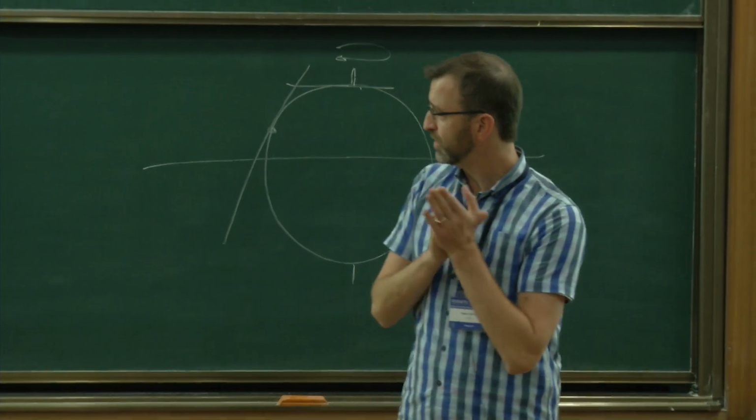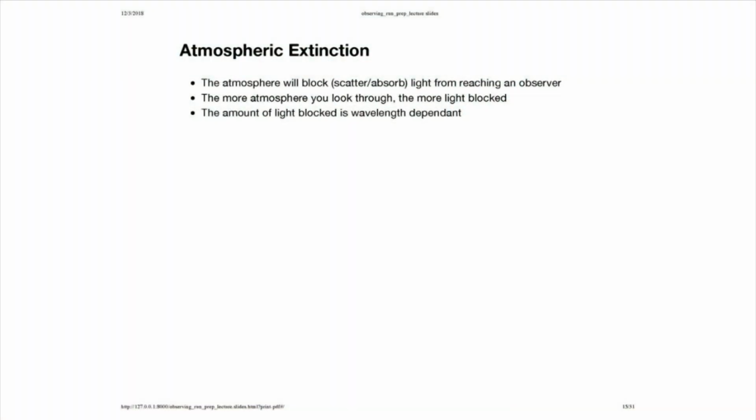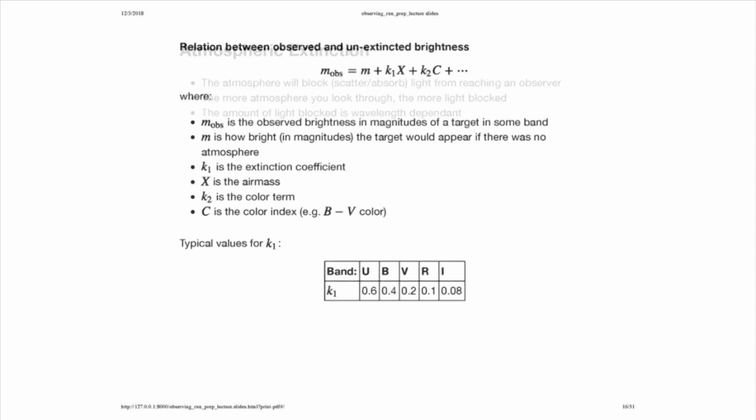Okay, so essentially we want to make sure that we're not looking too far over because we lose light, and objects lose light in a wavelength dependent way. So, blue light gets more attenuated than red light. There's a relationship that we can write for how badly our observation is going to be affected by air mass. It looks something like this.